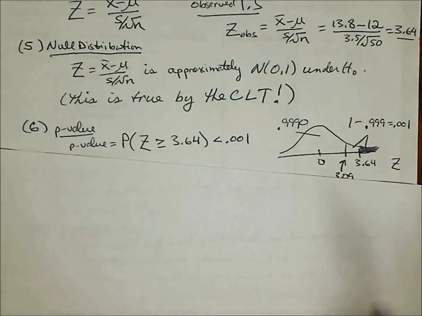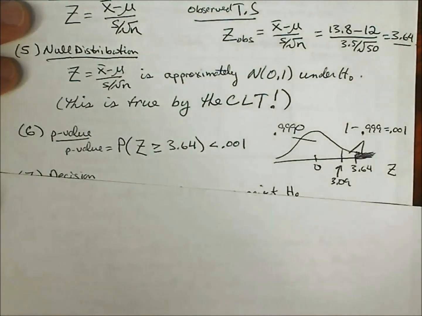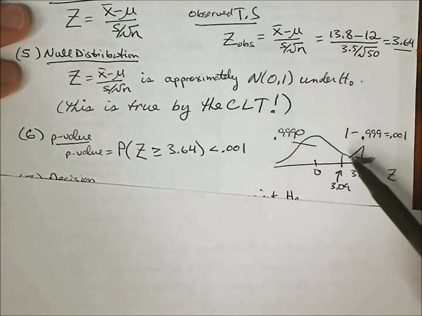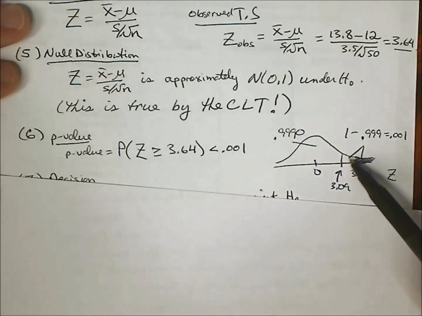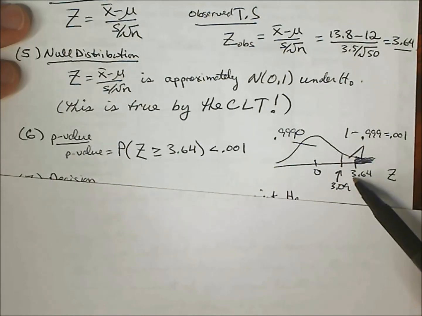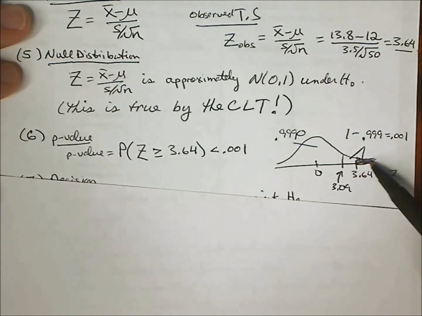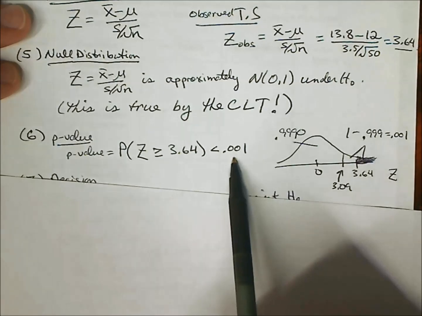So what do we do with that? Well, we know that 3.09 has a left area of 0.990. That means it has a right area of 0.001. Now that 0.001 is the area between 3.09 and 3.64 plus the area to the right of 3.64. So because of that, this right tail area, this p-value, has got to be less than 0.001. So my p-value is less than 0.001.